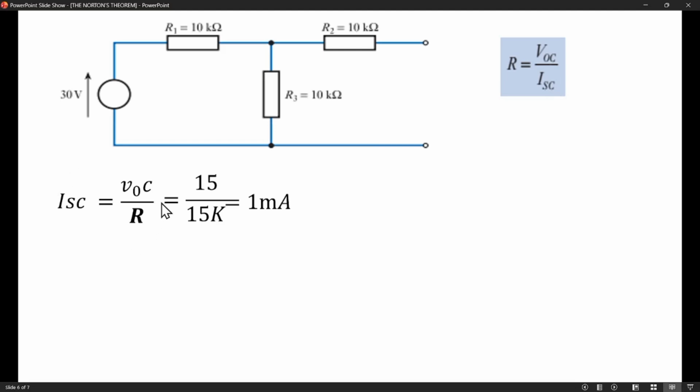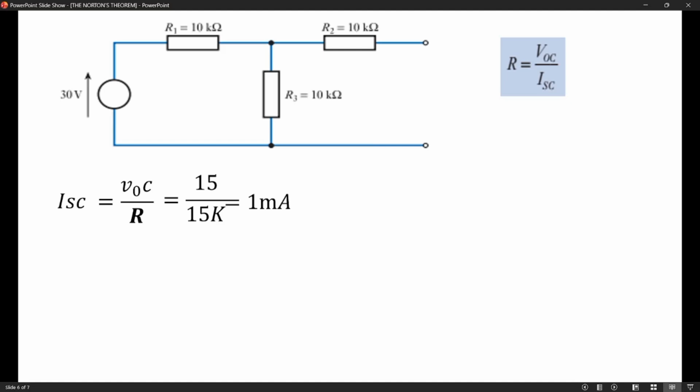Then we have the voltage in the open circuit over the total resistance. That will be 15 over 15 kilo, and if we do the maths, that gives us 1 milliampere. Now we have found our current at the short circuit.